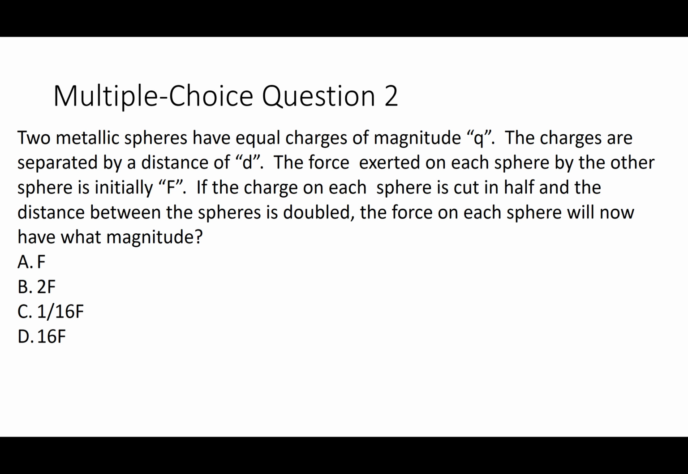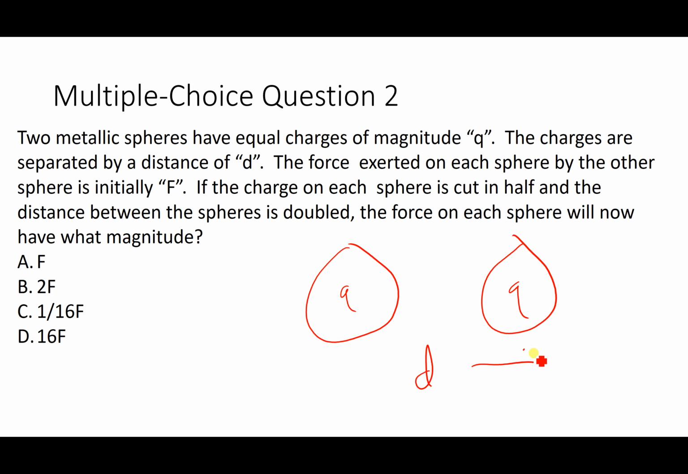All right, let's move on to question 2. Question 2, we've got 2 metallic spheres, both of charge Q. The charges are separated by a distance of D. Again, that's center to center. The force exerted on each sphere by the other sphere is initially F. If the charge on each sphere is cut in half and the distance between the spheres is doubled, the new force on each sphere will now have what magnitude?